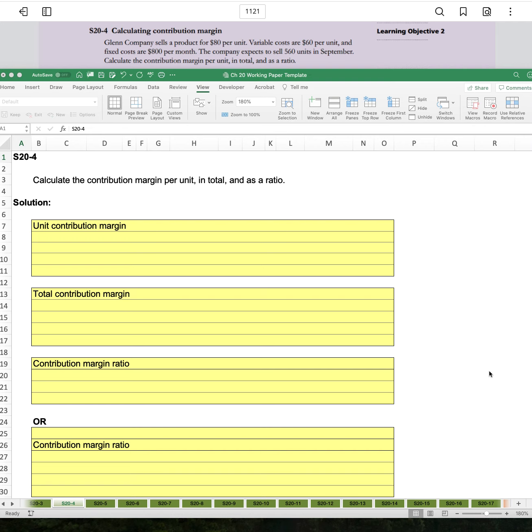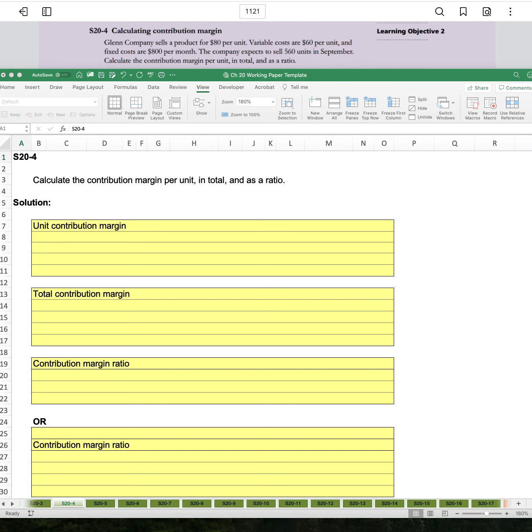Contribution margin. Glen Company sells a product for $80 per unit. The variable costs are $60 per unit and fixed costs are $800 per month. The company expects to sell 560 units in September. Calculate the contribution margin per unit in total and as a ratio.